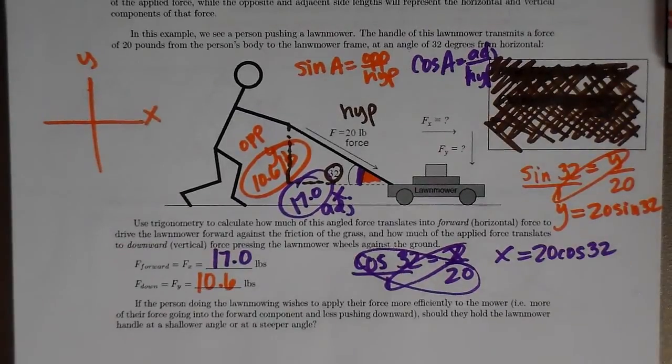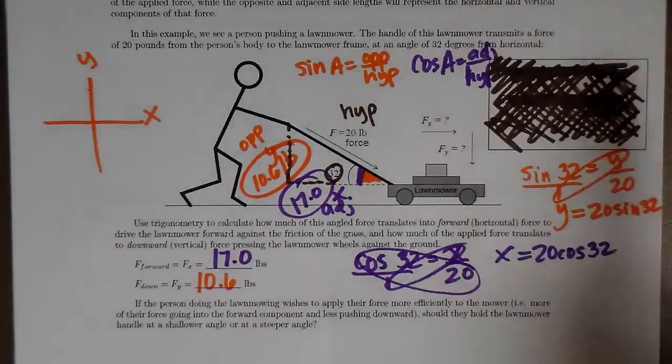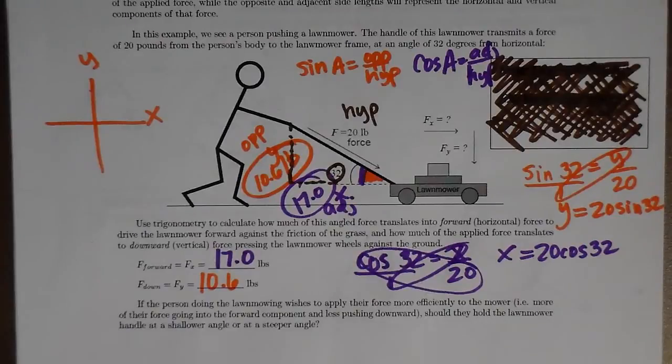Now, this last question down here is kind of a thinker, because we like to think here in geometry. If a person doing the lawn mowing wishes to apply their force more efficiently to the mower, so more of their force is going into the forward component and less pushing downward, should they hold the lawnmower handle at a shallower angle or a steeper angle?